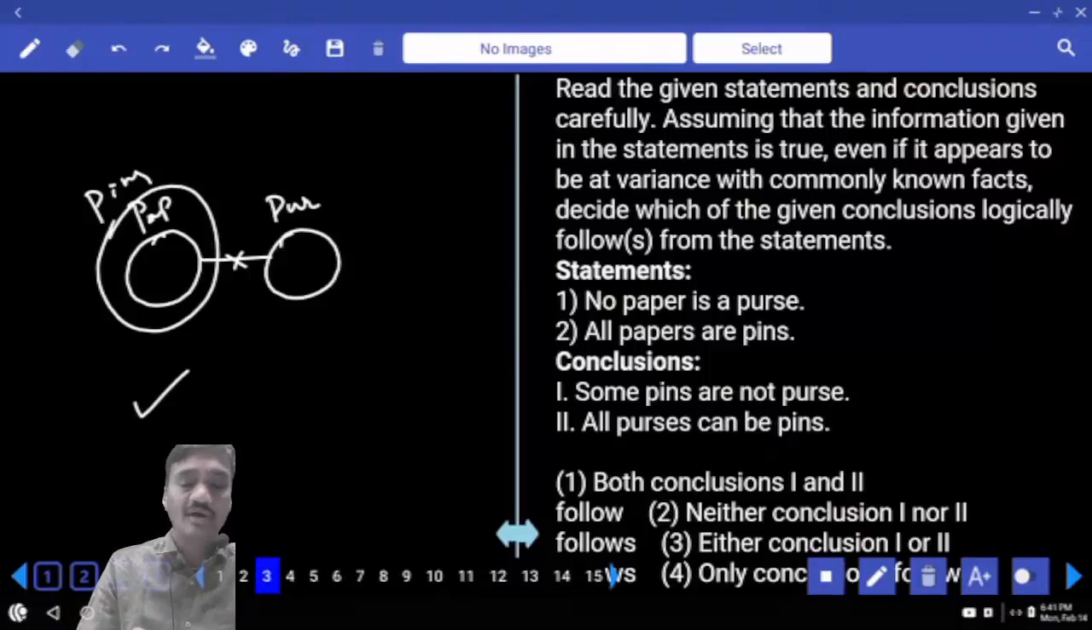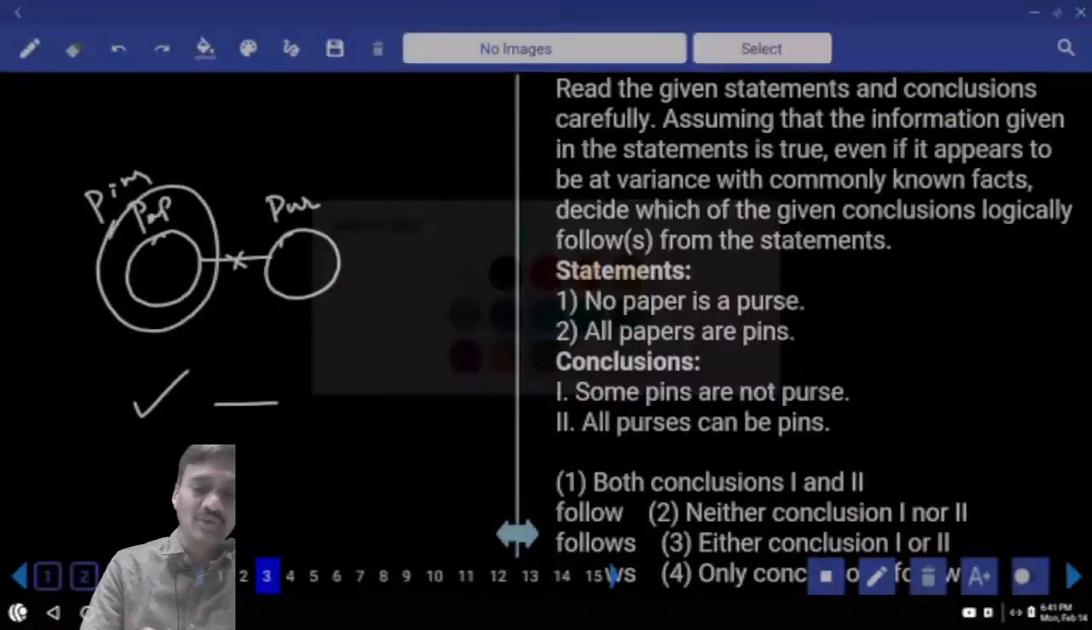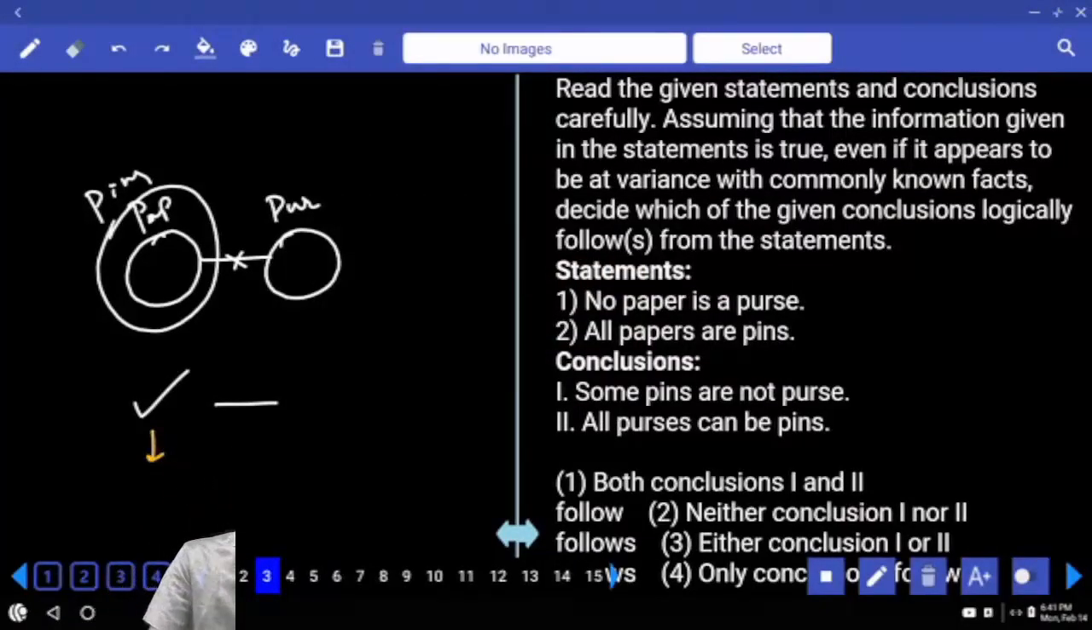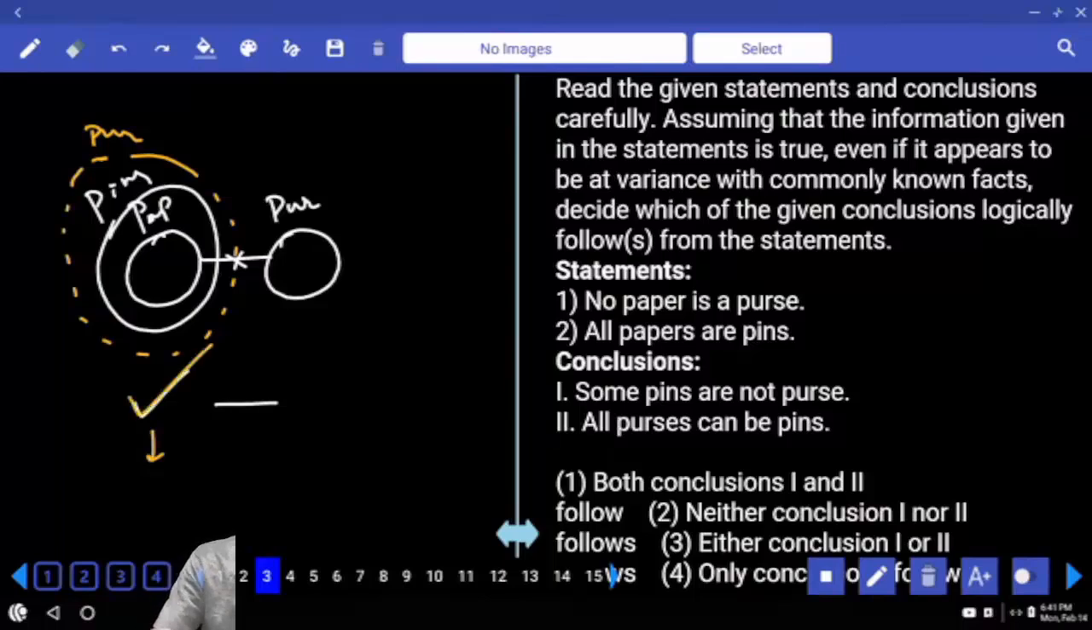Then in this one, the second one is a possibility. First, let us finalize the definite conclusion. In this definite conclusion, some pins are not purses. Then tell me how to represent this one. All pins are purses, can it be said or not? Now if you write like this, then what happens here? The statement no paper is a purse will become false. Clear? Alternate diagram cannot be drawn. This will be true forever.